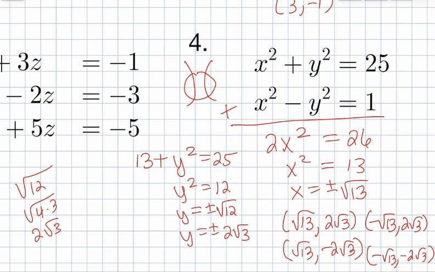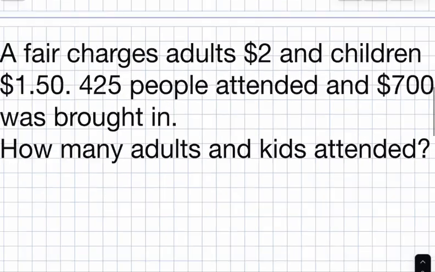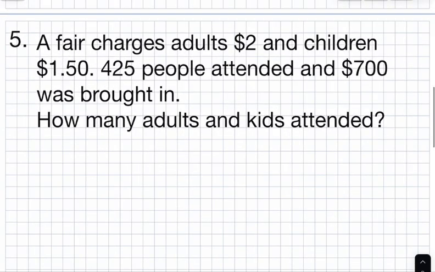So next we're jumping to the word problem we see here. Let's take a look at that. A fair charges adults $2 and children $1.50. 425 people attended and $700 was brought in. How many adults and kids attended? Now for a problem like this, there are usually 2 equations, one about the total and one about the value.